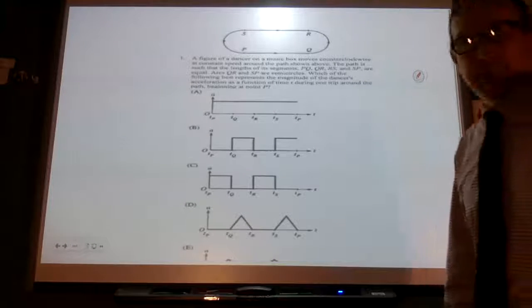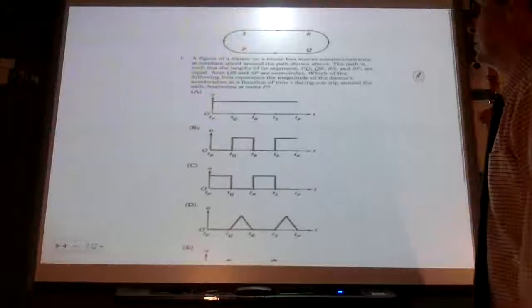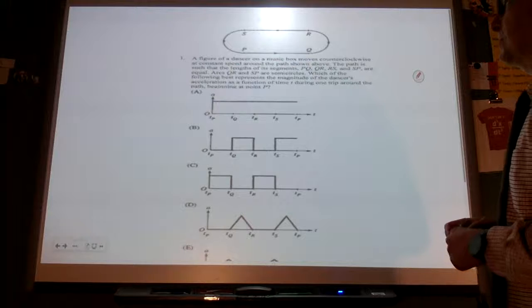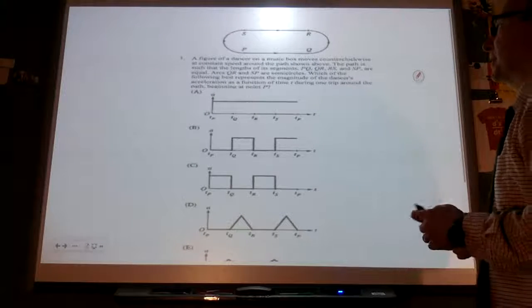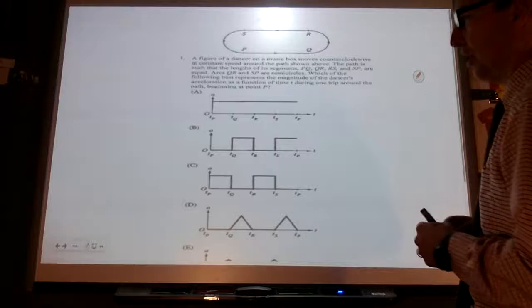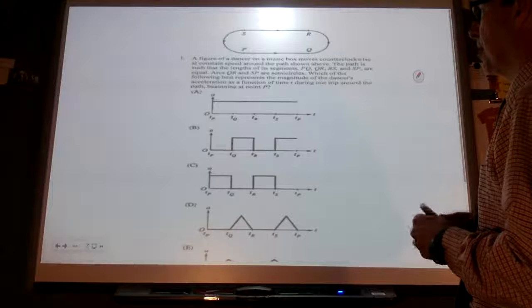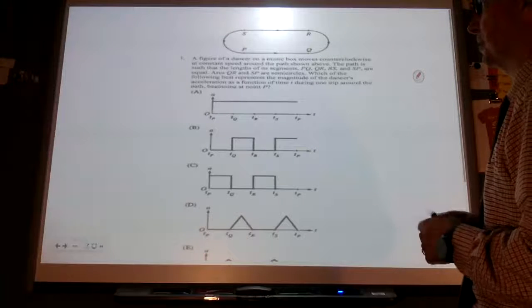A figure of a dancer on a music box moves counterclockwise at a constant speed around the path as shown above. The path is such that the lengths of its segments, PQ, QR, RS, and SP are equal. Arcs QR and SP are semicircles. Which of the following best represents the magnitude of the dancer's acceleration?